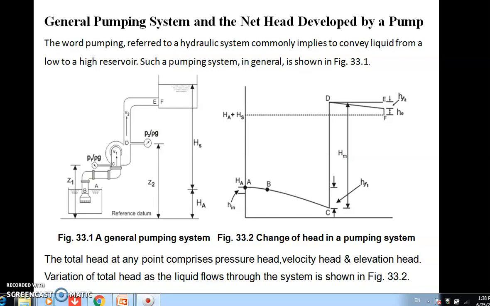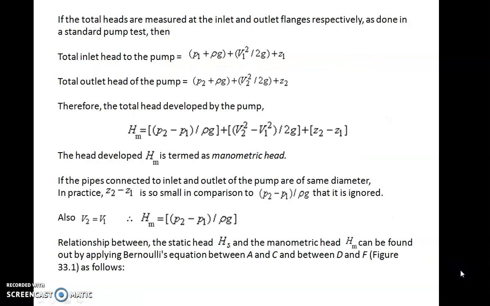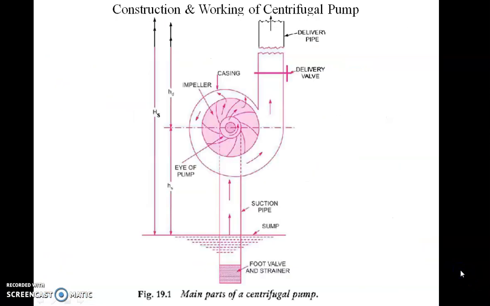Now let us see the construction and working of centrifugal pump. If you see in this diagram, this is the suction side. There is a foot valve and strainer, provided to avoid clay particles coming inside the pipe, and the foot valve is the non-return valve.